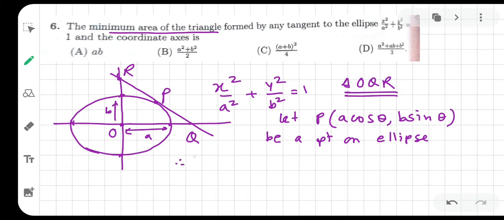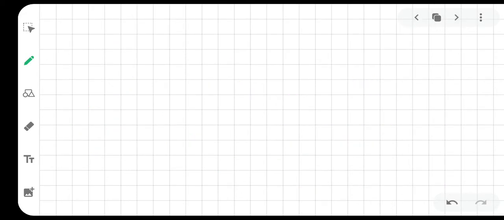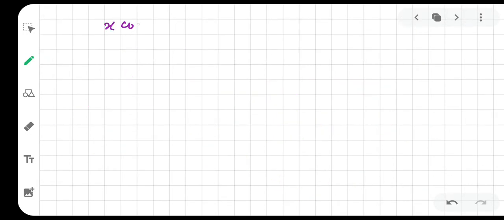So hence tangent at P, right, it will be x into a cos theta upon a square, x x1 plus y y1, which is b sin theta upon b square, and that is equal to 1. So the equation of tangent becomes x cos theta upon a plus y sin theta upon b is equal to 1. It is tangent.